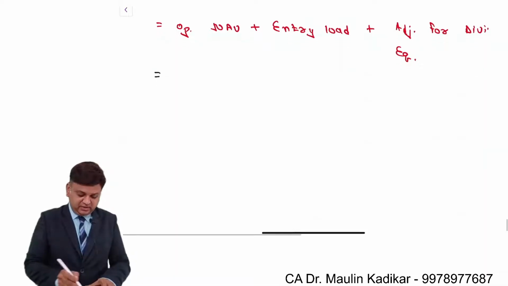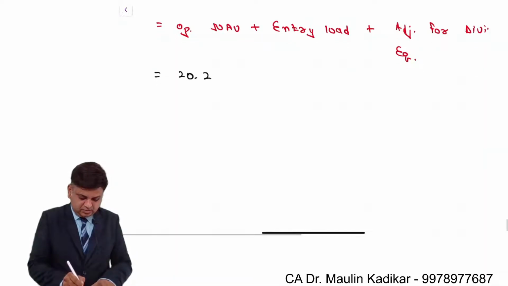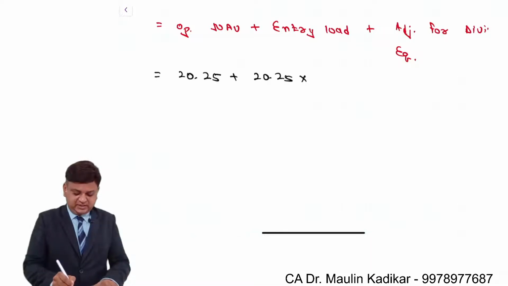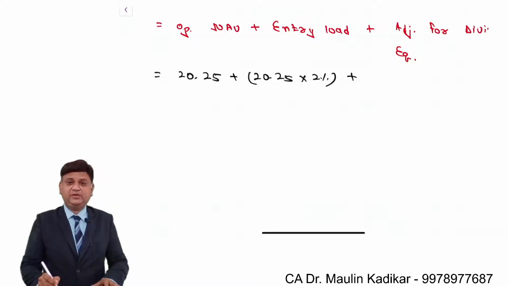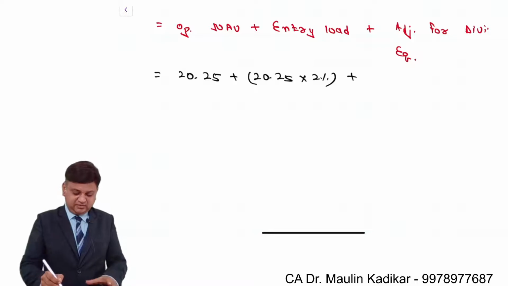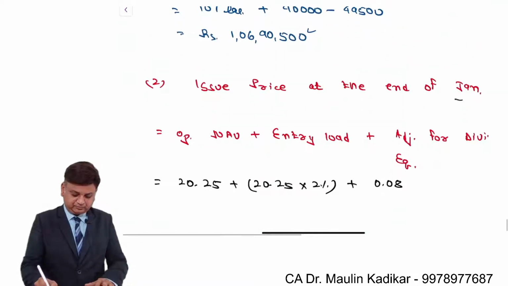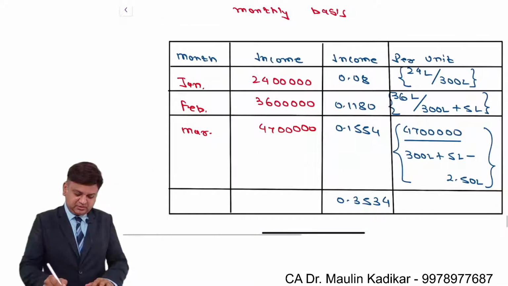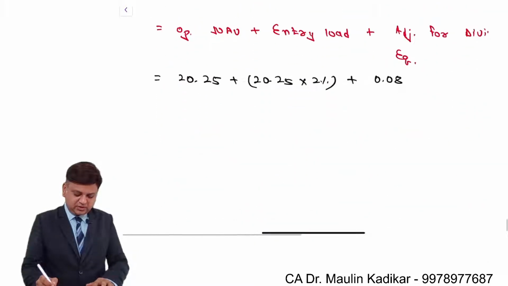What is opening NAV? 20 rupees 25 paise. Entry load is 20 rupees 25 paise into 2% plus adjusted for dividend equalization is only for the income of January. Why? Because the units are issued at the end of the January and the January month income is 8 paise per unit. Okay. So please use your calculator.